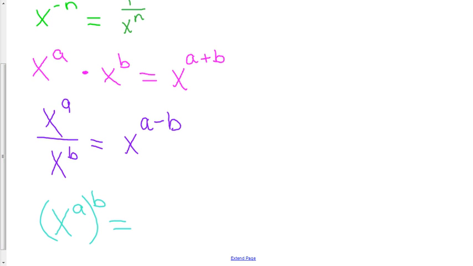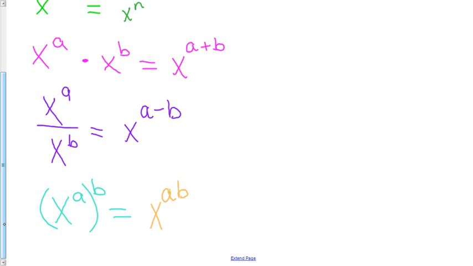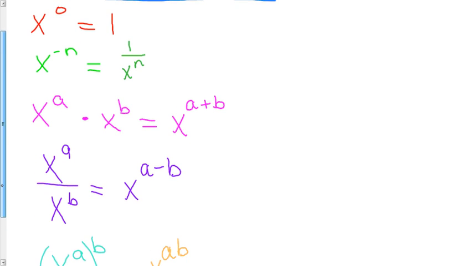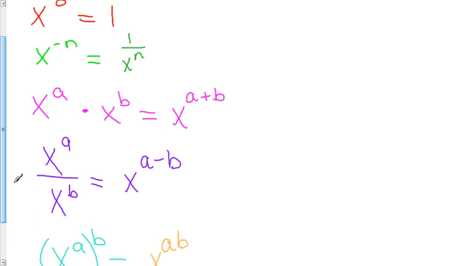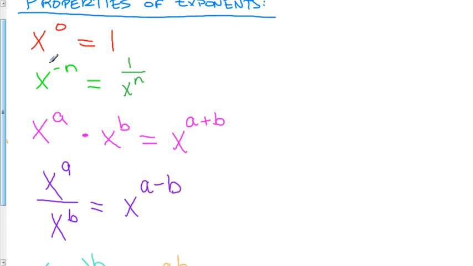And finally, when you have a power to a power, then you leave the base alone and you multiply the two exponents. Like I said, those are the basic properties of exponents that you should recall. The logarithms all have a similar property to each one of these.